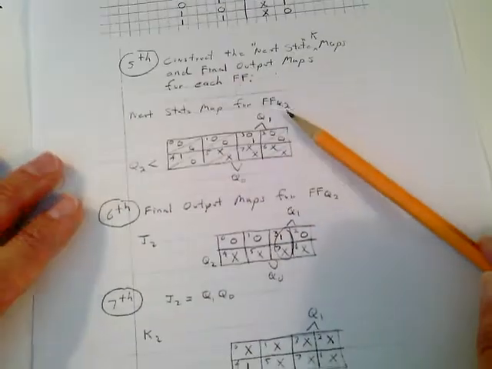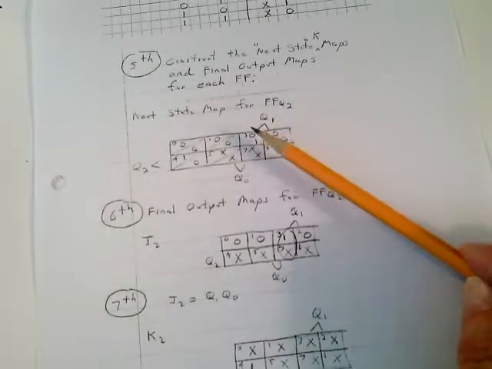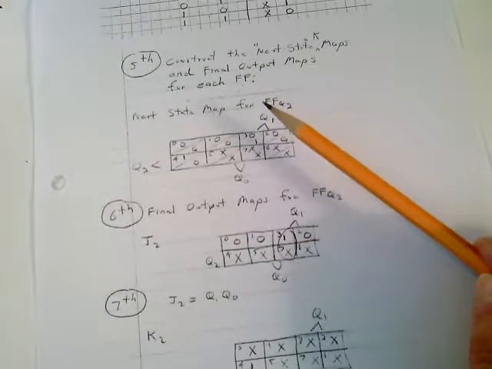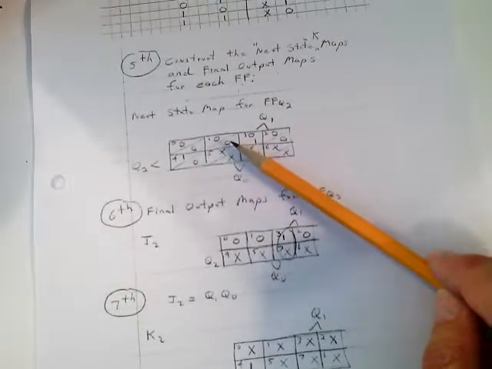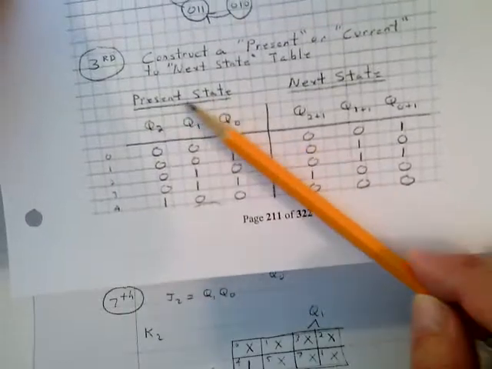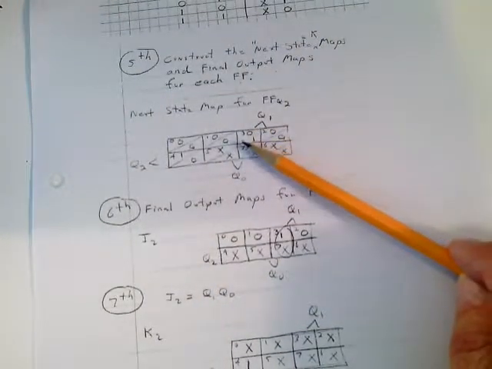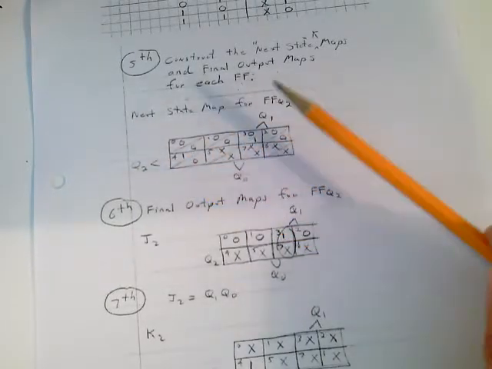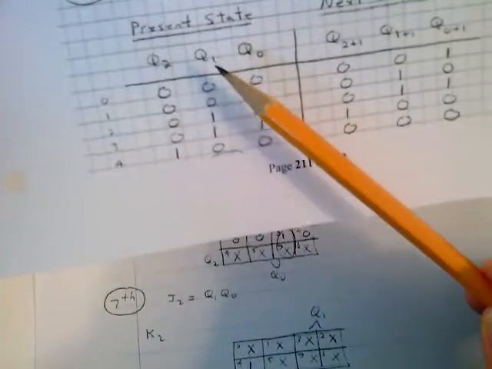First thing we're going to do is flip-flop Q2, the most significant bit. We go back and look at the present state to next state table, and we draw a 3-variable map, because there are 3 inputs and 3 outputs. Here's our Q2, here's our Q1, and here's our Q0, present state and next state.